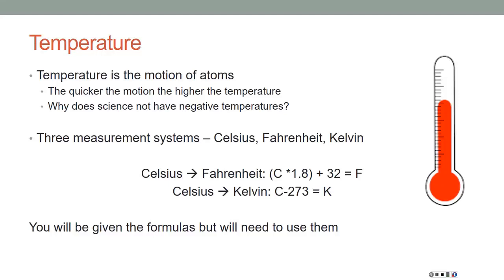The formula for that one, I hope I got this one right. C times 1.8 plus 32 is equal to Fahrenheit. So let's check this one with something I know. What is the degrees Fahrenheit of 100 degrees C?